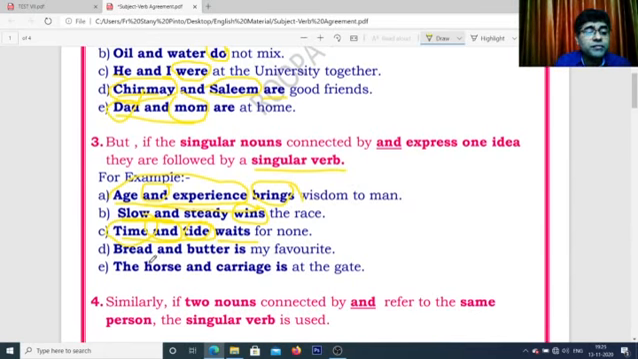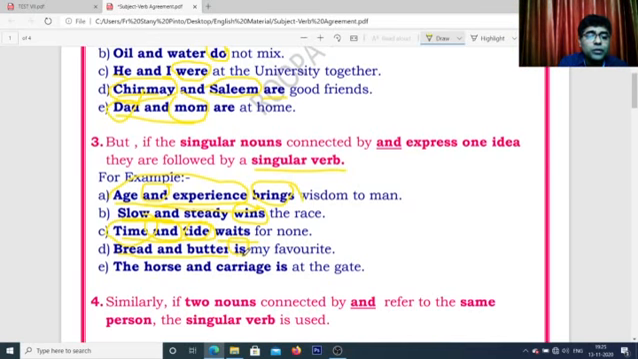Bread and butter is my favorite. Now you can tell me, bread is separate and butter is separate. Where is the relationship? Usually we say the father of the house goes to earn bread and butter for the family. Bread and butter means food. Usually bread is eaten along with butter. We apply butter to the bread and we eat it. That is how it goes, bread and butter. There are two things, but the idea is only one, that is food. So bread and butter is my favorite. Remember, singular idea here.